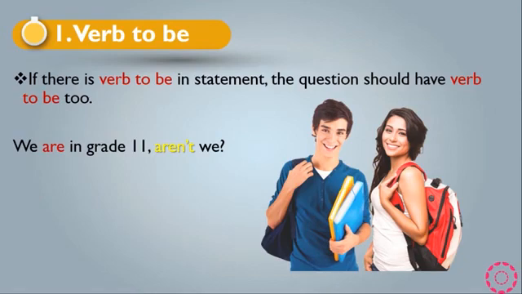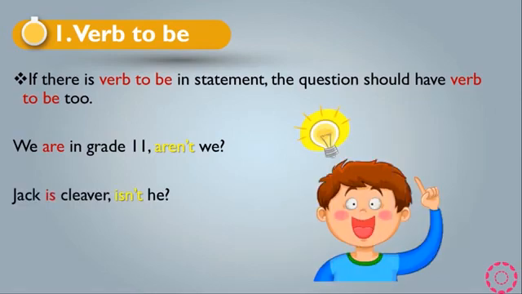Let's see another example. Jack is clever, isn't he? As you see, we have Jack is clever, which is the sentence, and it's positive. And after the sentence, we have a comma. And we have the question tag, which is isn't he. Why did we say isn't? Because the statement is positive, so the question tag should be negative. Jack is clever, isn't he? And also, don't forget to put the question mark at the end.